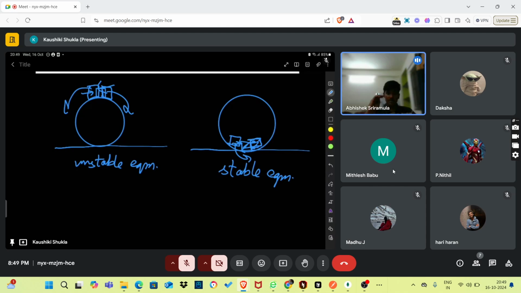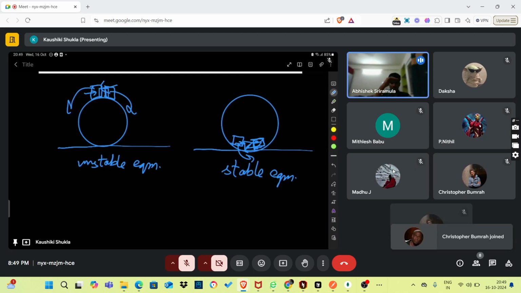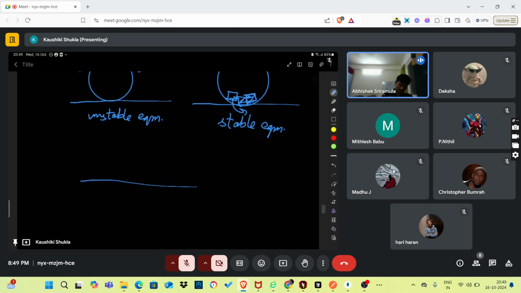Okay, so now for unstable equilibrium, a body is kept in such a manner that once you give a small change in its displacement, that body won't return to its initial state. It will go to a different final state, with a forward push or a backward push, but it won't come to its initial state. So that is unstable equilibrium. There is another equilibrium that is not that important, but questions still come: neutral equilibrium.